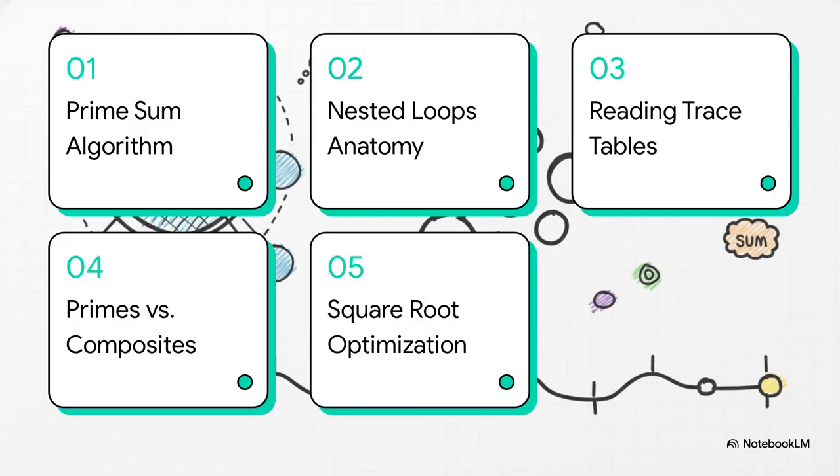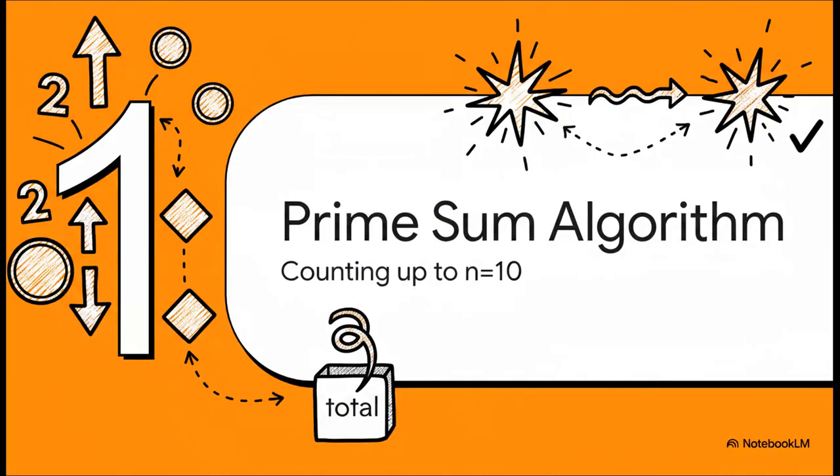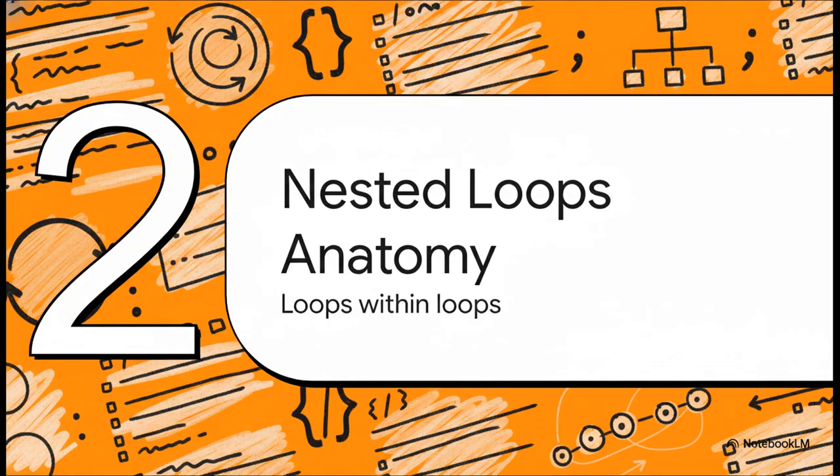To keep us on track, here's a quick roadmap for this explainer. First up, the prime sum algorithm. Second, the anatomy of nested loops. Third, reading the trace table. Fourth, primes versus composites. And finally, the square root optimization. All right, let's kick things off with Section 1, the prime sum algorithm. Moving right along to Section 2, anatomy of nested loops.